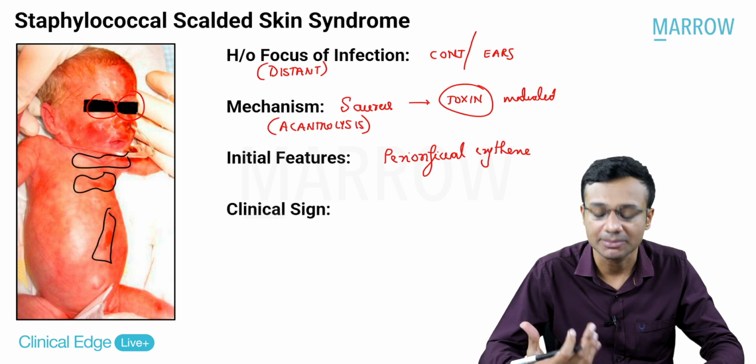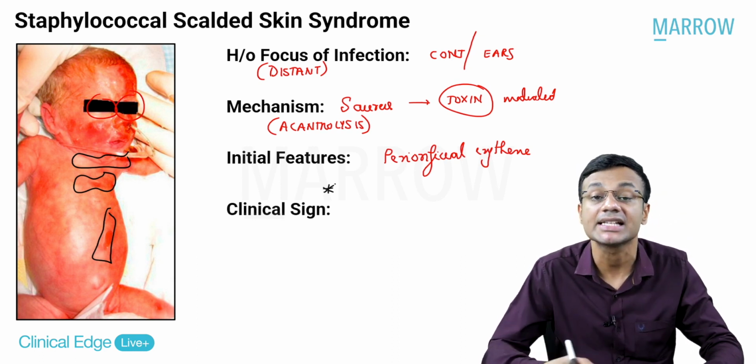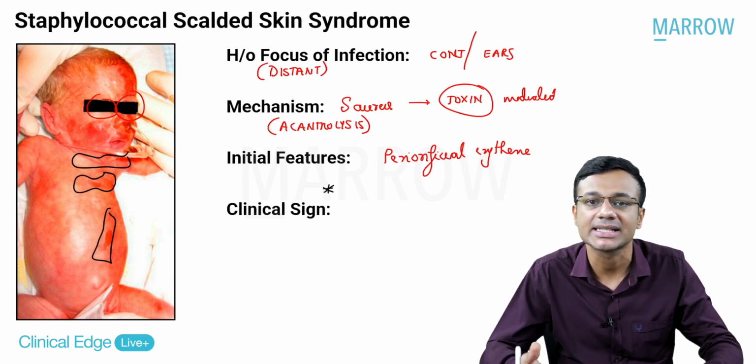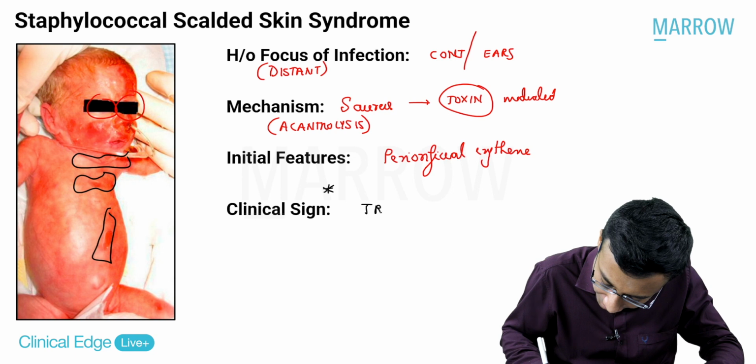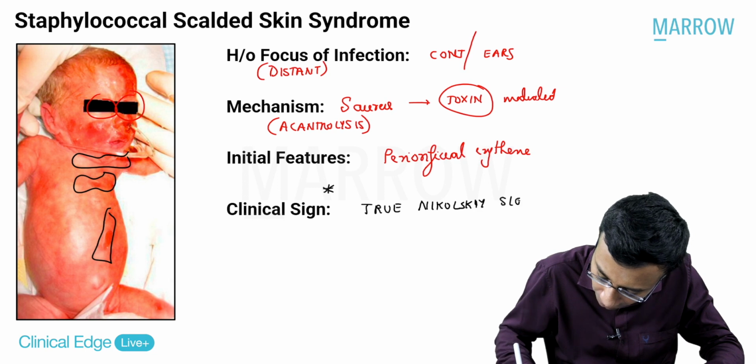So what is the other important point to remember? The clinical sign. Whenever there is sheet-like epidermal peeling, think of Nikolsky sign. And we've already studied in bullous disorders, when the mechanism is acantholysis, we are going to be having true Nikolsky sign. True Nikolsky sign.